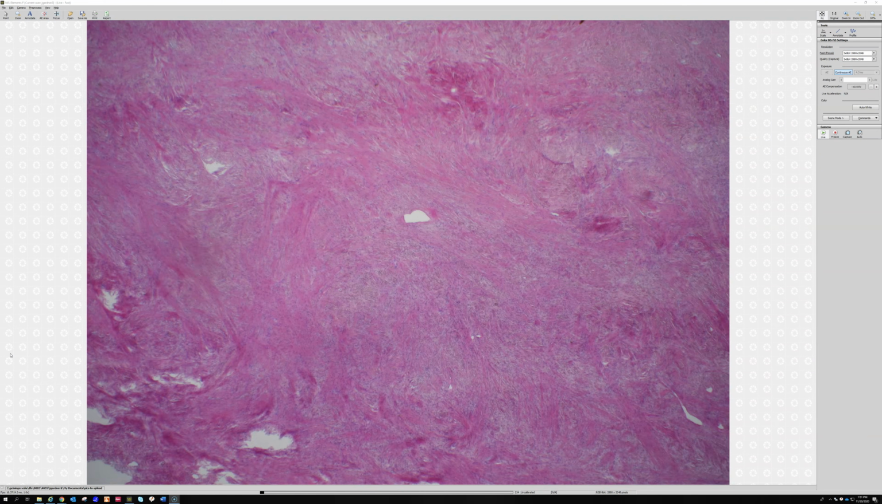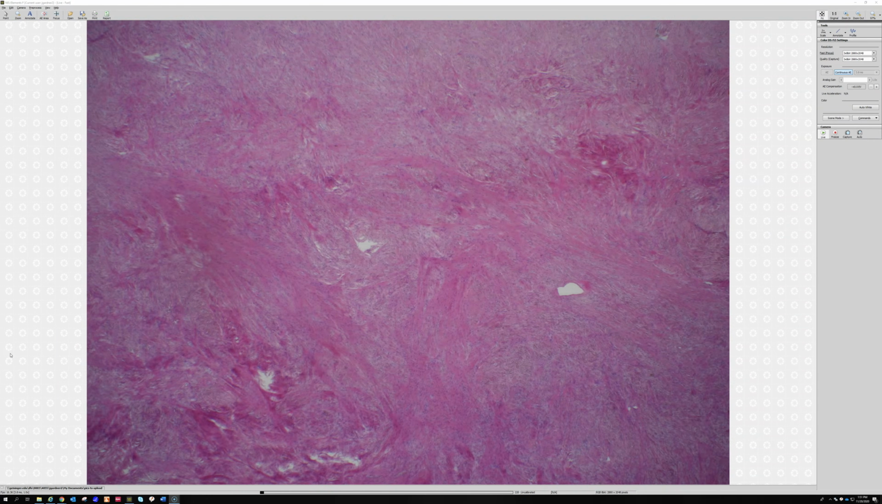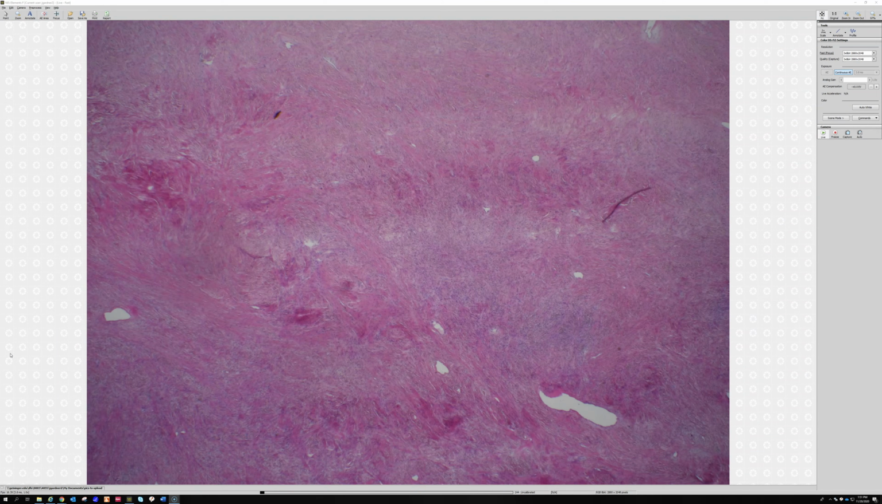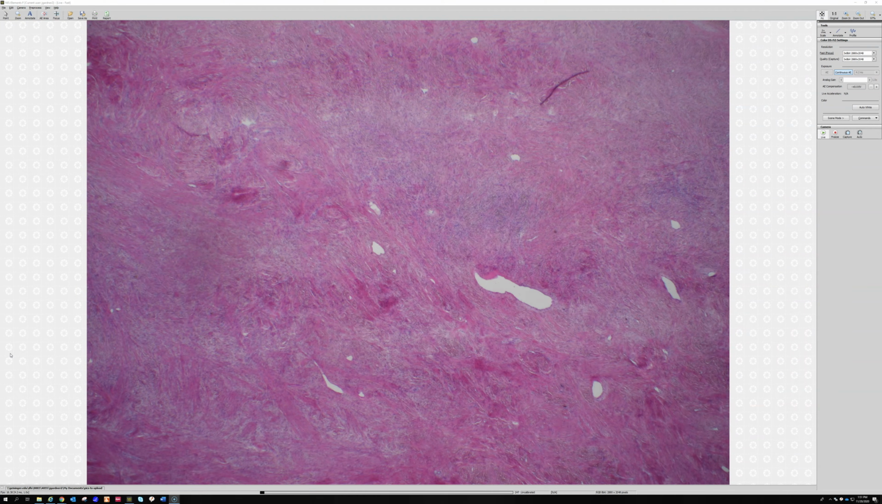Really important tumor because it can mimic a lot of benign things, and you don't want to mistake that. I have a full-length video about this on my YouTube channel if you want to see other examples.